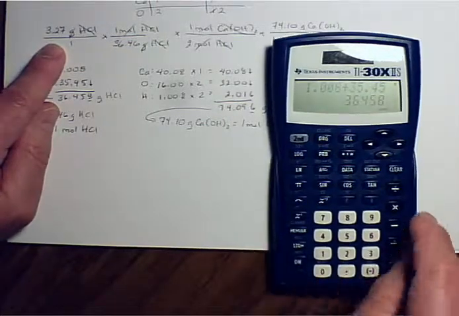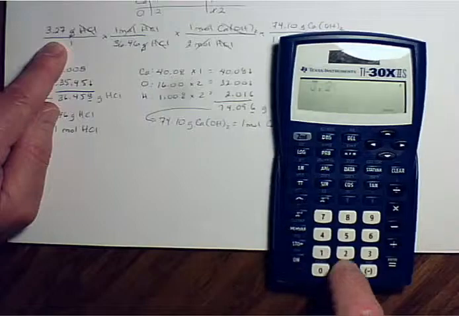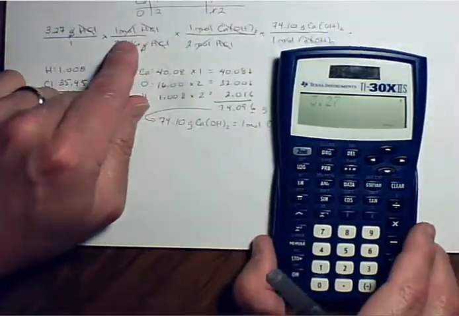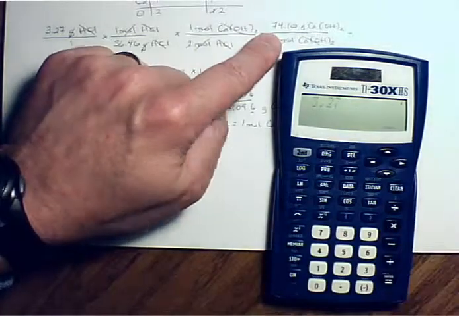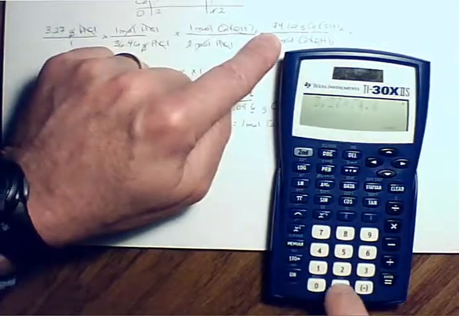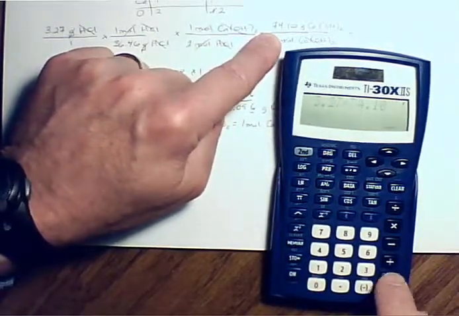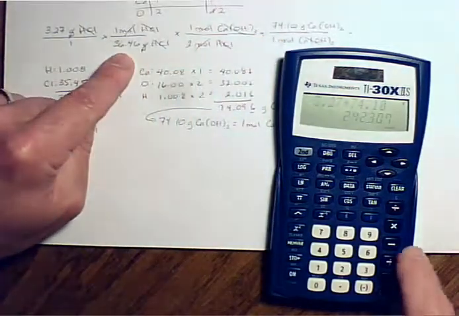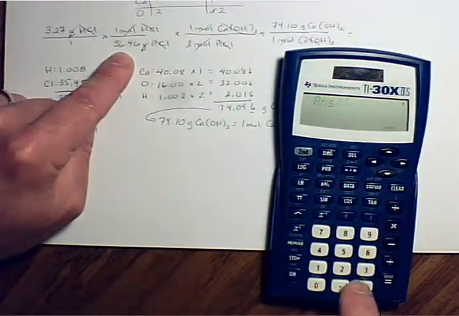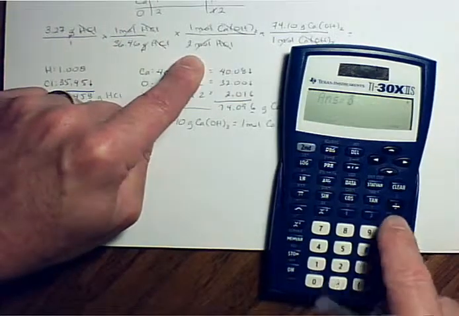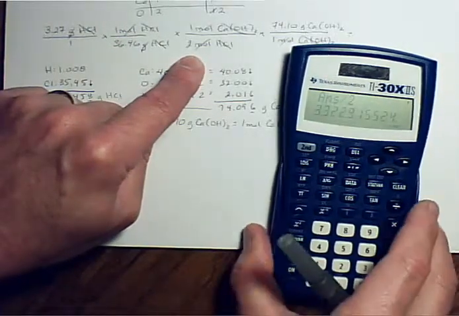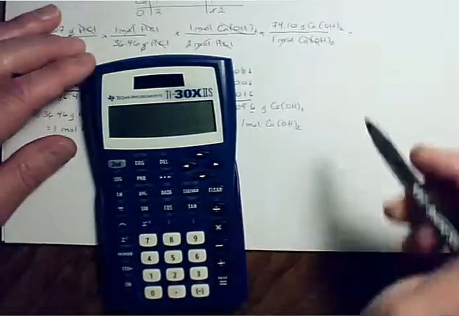So turn it on first, I guess. And I'm going to start with 3.27. I'm going to multiply. I don't need to multiply by 1 because that just gives me the same thing. I'm going to multiply by 74.10. Okay, I'm going to hit equals. Then I'm going to divide by 36.46. Hit equals. Then I'm going to divide by 2. Okay, and then I get this answer. All right.